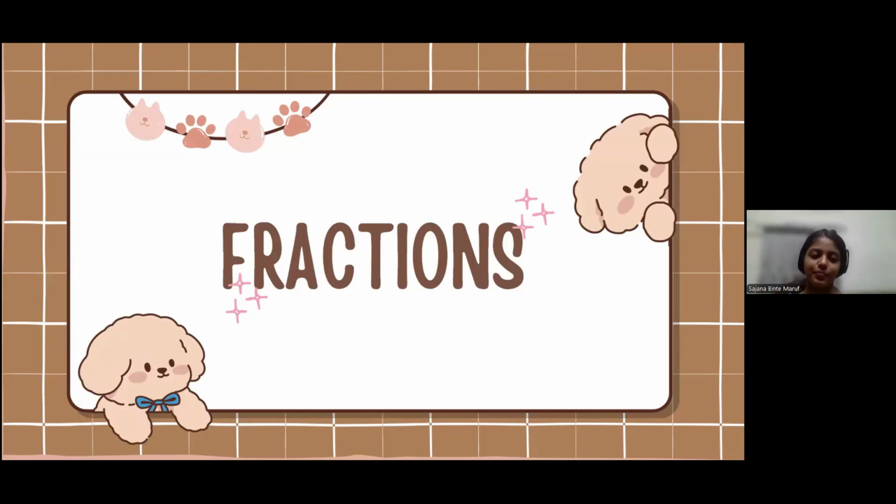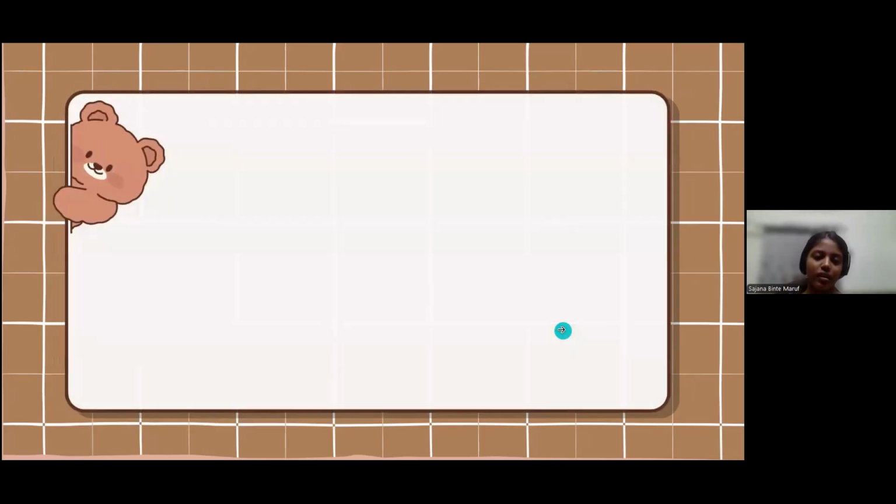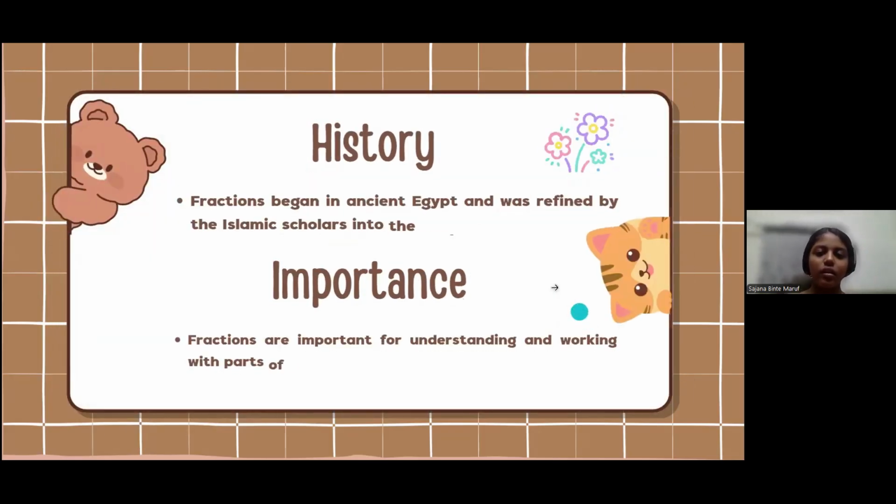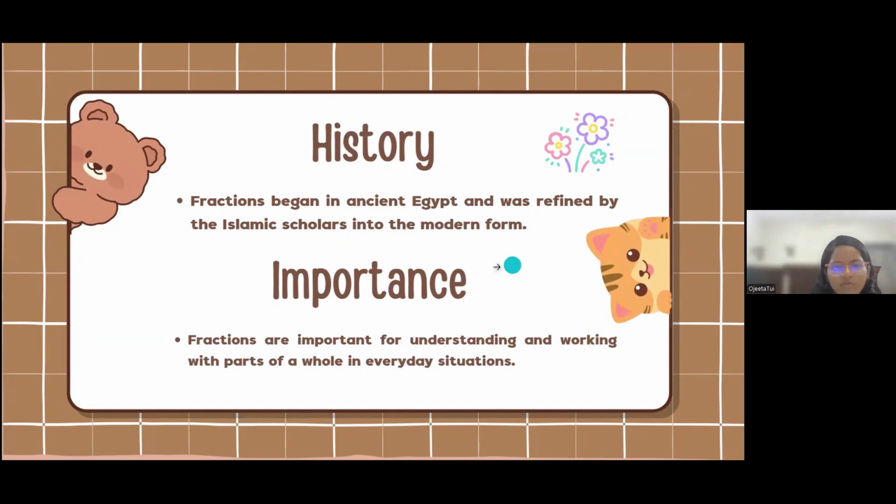Fractions. The history of fractions. Fractions began in ancient Egypt and were refined by Islamic scholars into the modern form, which means that the ancient Egyptians actually counted the fractions, but it was refined and then converted into the fraction we use today by Islamic scholars.